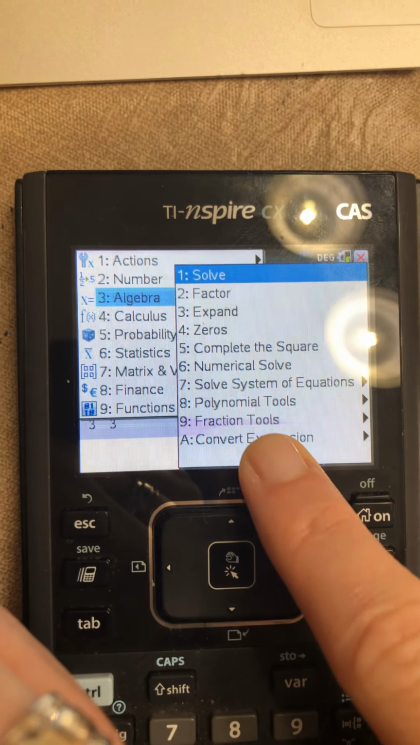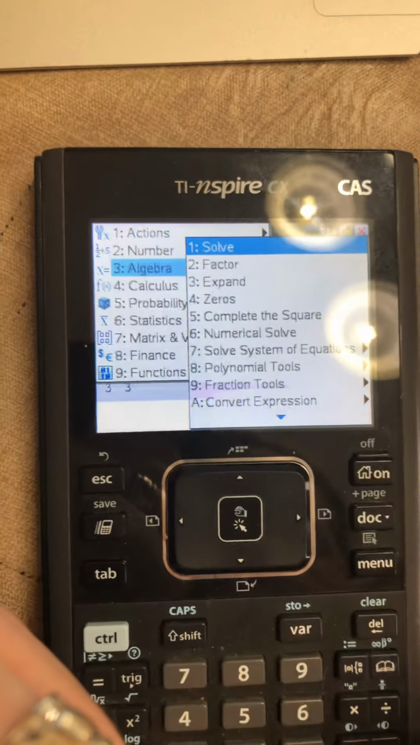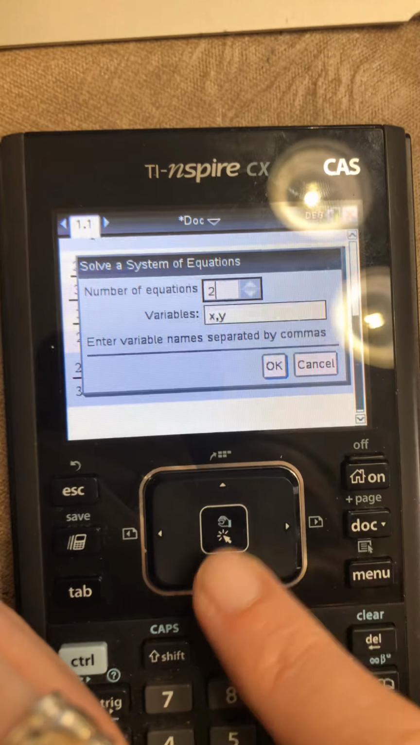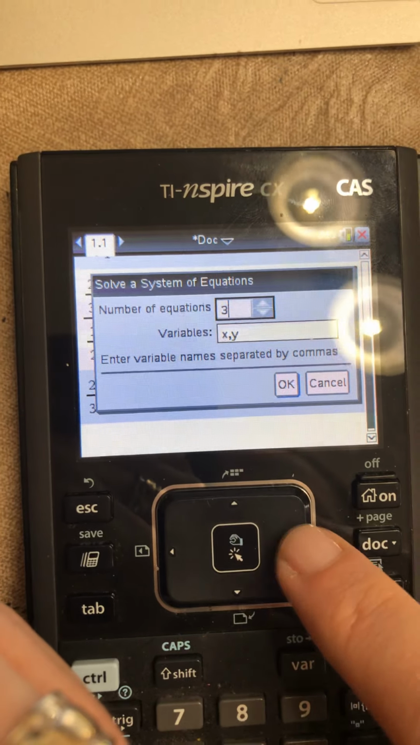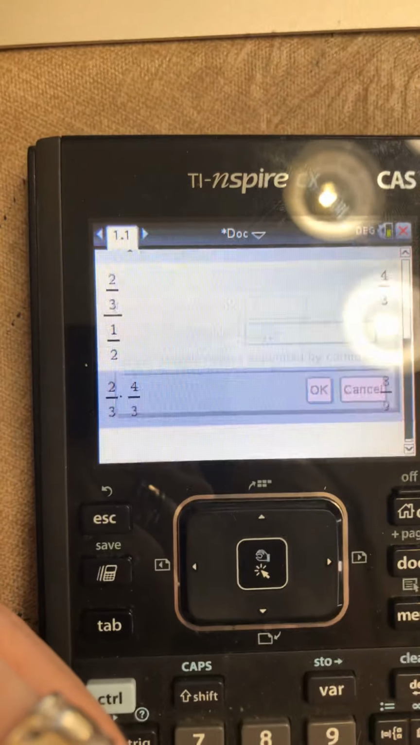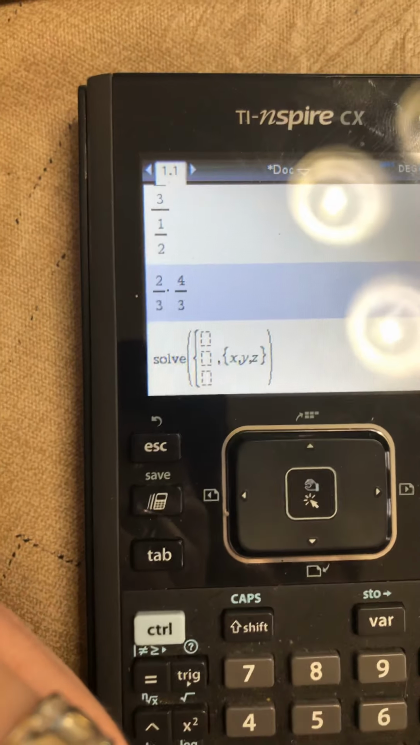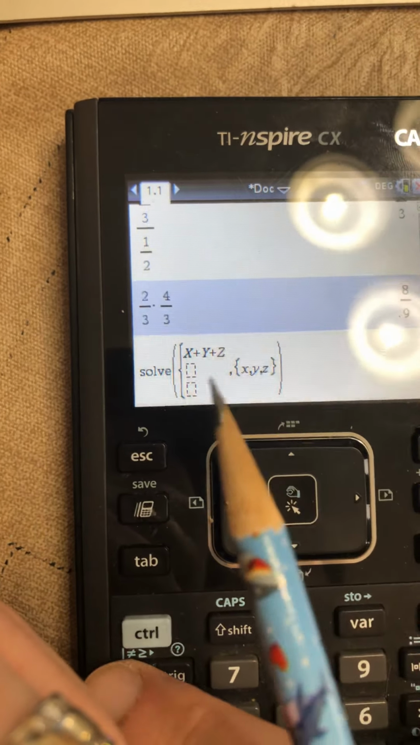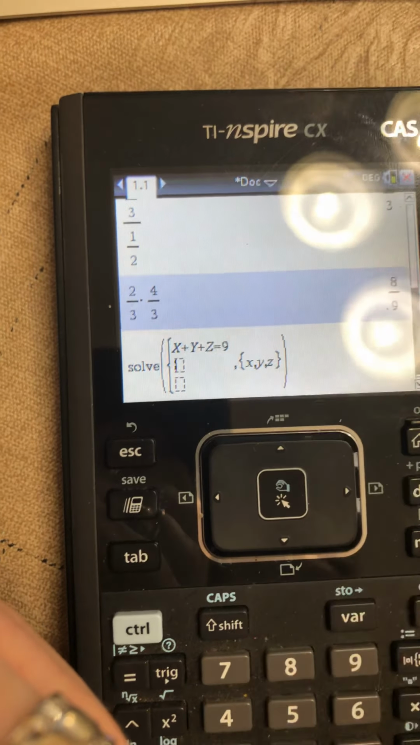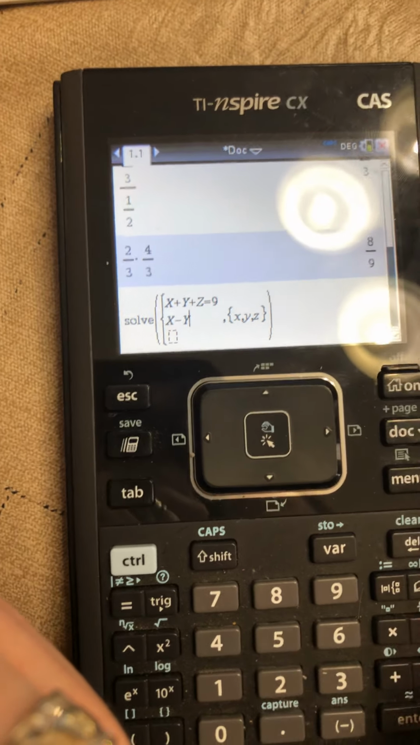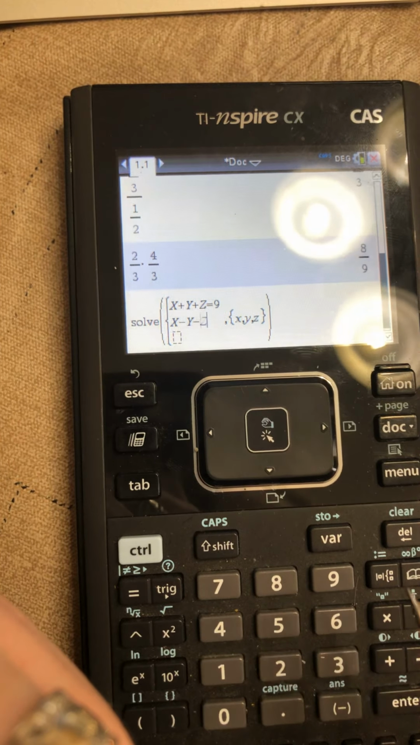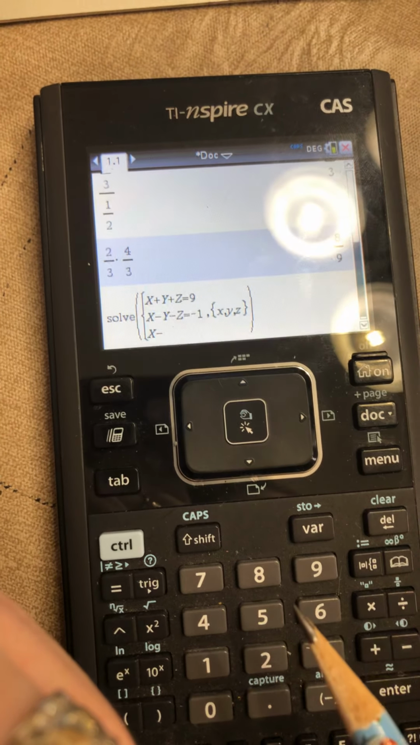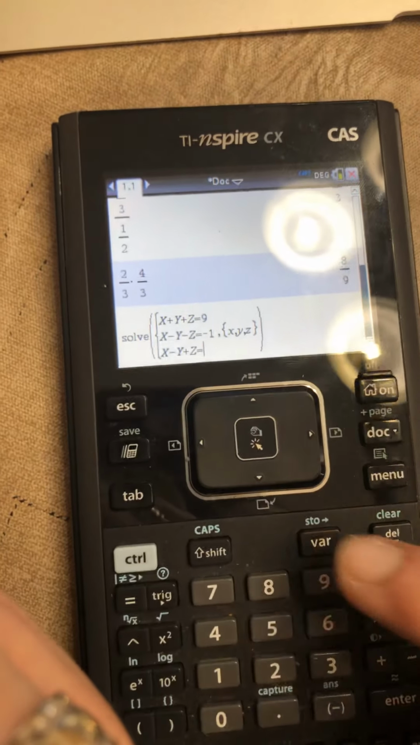For me, it's 7. For you, it's not. Solve system of equations. There are 3 equations. X, Y, and Z are the variables. Comes out to be this. Remember the top equation? X plus Y plus Z equals 9. Second equation, X minus Y minus Z equals -1. And the bottom equation, X minus Y plus Z equals 21.